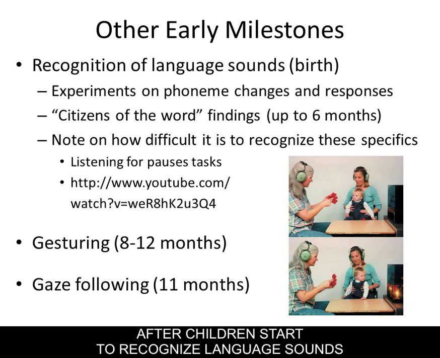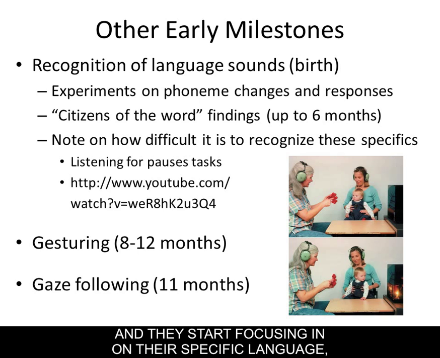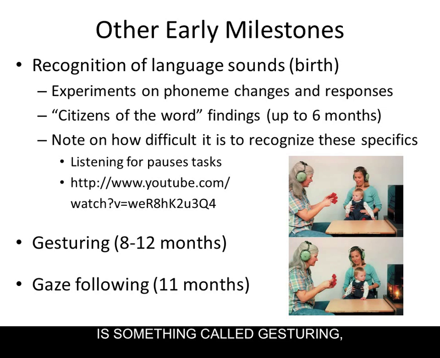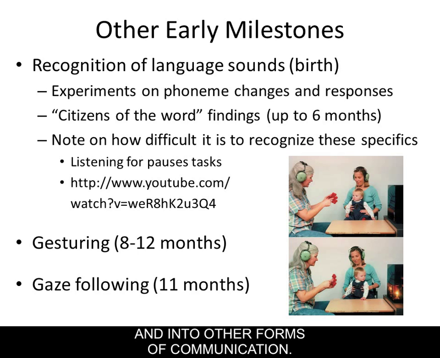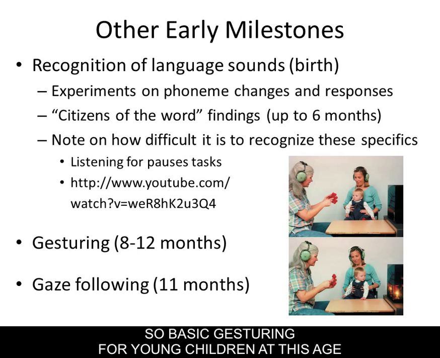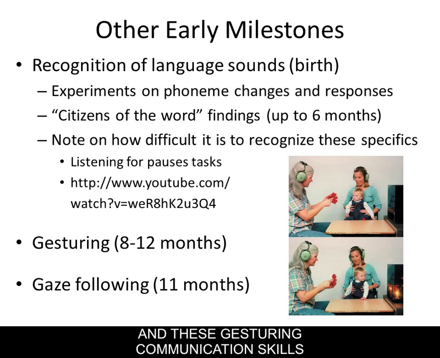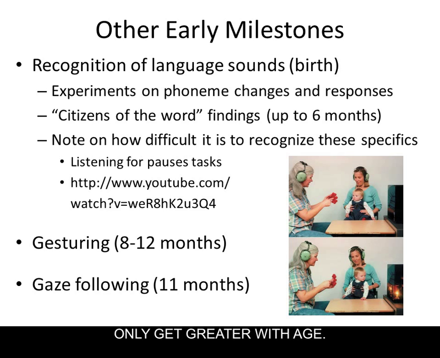Okay? After children start to recognize language sounds, they get into 6 months and they start focusing in on their specific language, the next big milestone they go through is something called gesturing. And it's the first transition out of verbal communication and into other forms of communication. So basic gesturing for young children at this age usually involves pointing to things or looking to things or grabbing at things. And these gesturing communication skills only get greater with age. And it's another big pattern and growth that we see within children.